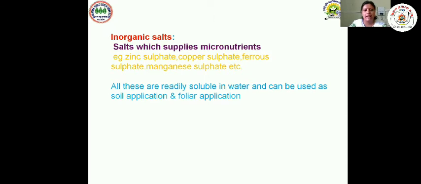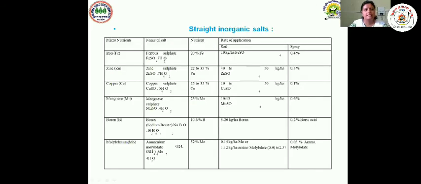All these are readily soluble in water and can be used for soil application as well as foliar application. These are the sources available in the market for micronutrients for soil application and foliar application. This chart gives examples of micronutrients and their sources, the nutrient percentage, the rate of application in soil, and for foliar spray. It is a very important and useful chart for applying micronutrients for crop growth. Micronutrients are very important; like the primary and secondary nutrients, they are also very essential.